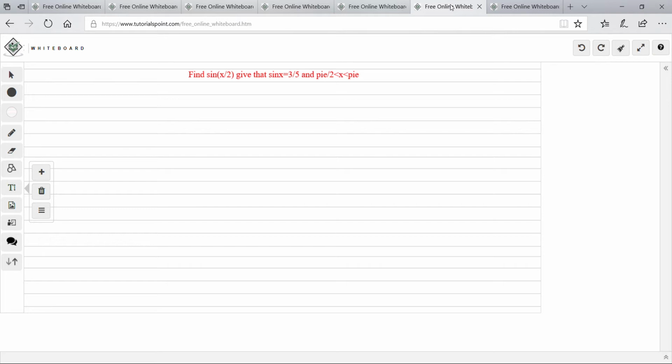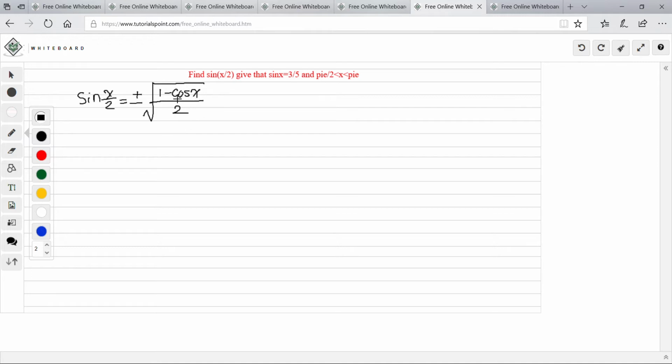So the first step I'm going to do is use this formula: sine of alpha over 2 equals plus or minus the square root of 1 minus cosine alpha over 2. Okay, if I'm going to use this formula, I have to find cosine of alpha, right?